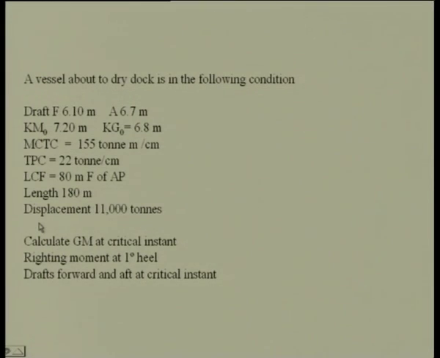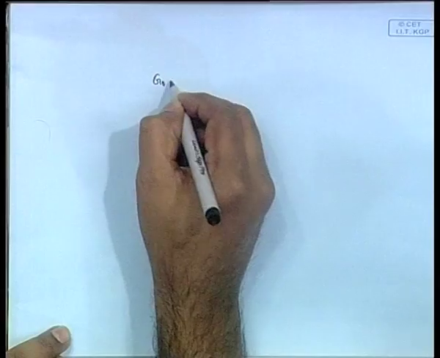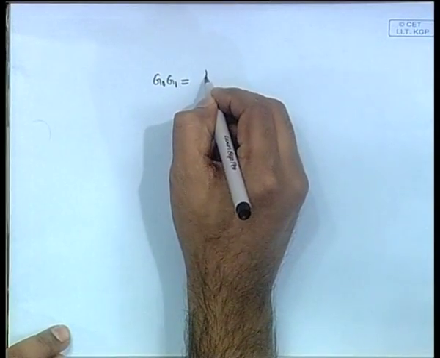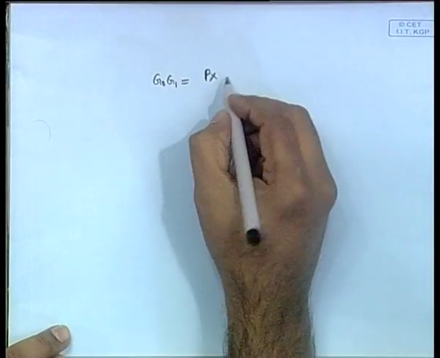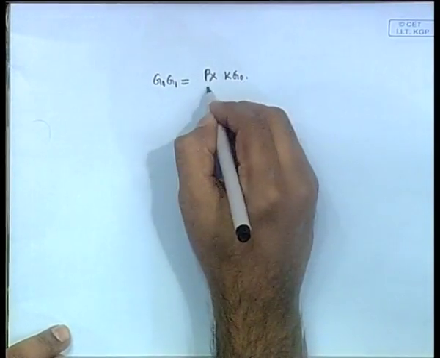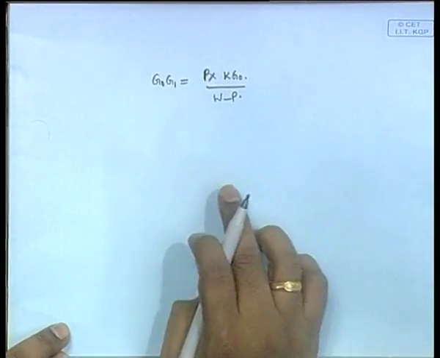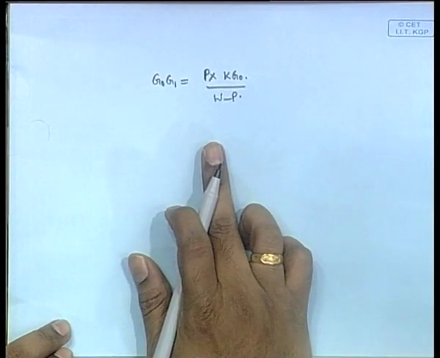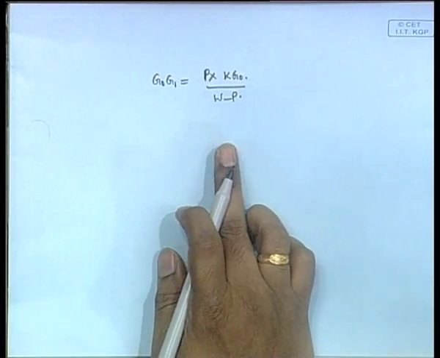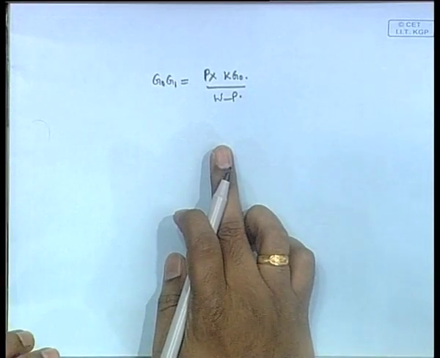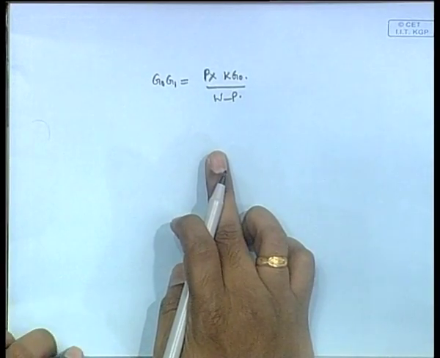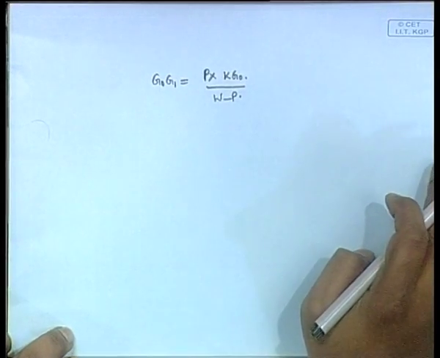Now, you need to find your G0 G1. G0 G1 is always given by this formula: P into Kg0 by W minus P. Now, as you can see, in this problem Kg0 is known, but we need to know P. So, we do not know P. Now, how can we find P?